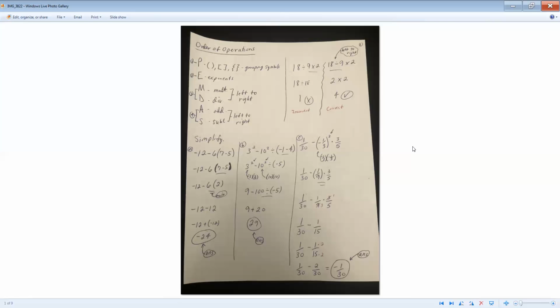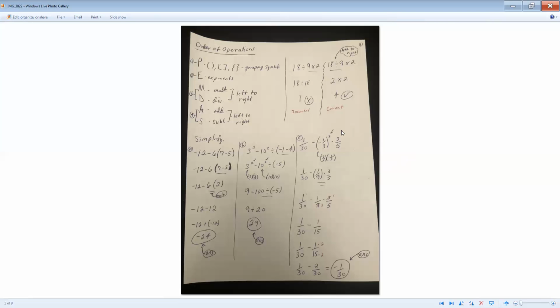Now, even though we have 6 letters, there are only 4 levels or tiers of operations. P is first, that's the first level. Exponents are the second level. Multiplication and division are on the same level, so you do those from left to right. And on the last level, the 4th level, is addition and subtraction. You do them from left to right as well.